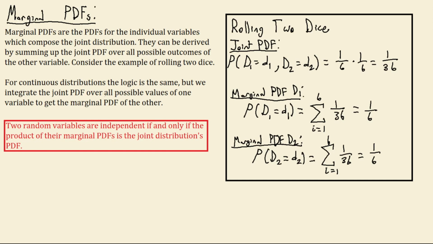Now, for continuous distributions, the logic is exactly the same, but the equivalent of summing up over all possible outcomes for continuous random variables is going to be integrating. So if you were to integrate over the joint PDF for all possible values of one variable, you would get the marginal probability density function of the other.